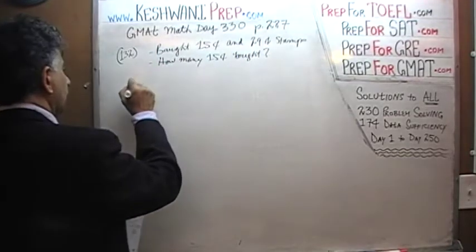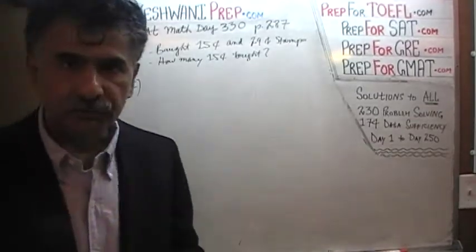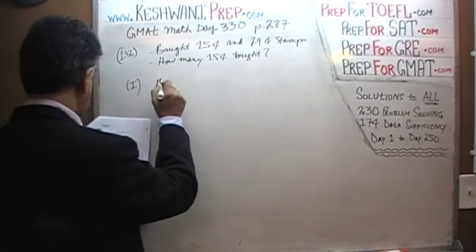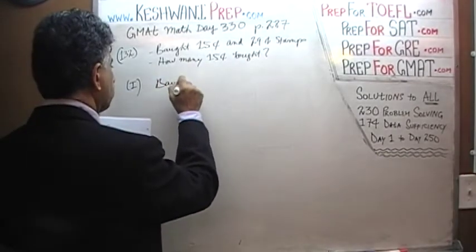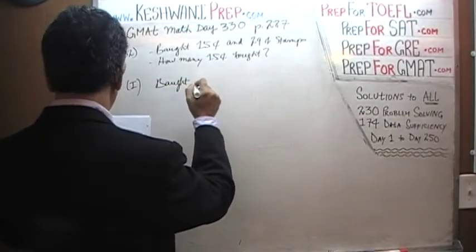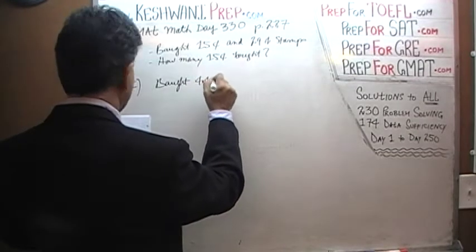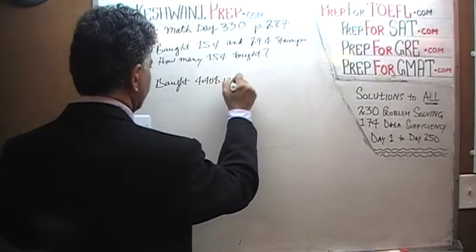Well, let's find out. Let's see what they tell us in the two statements. In statement number one, they tell us that she bought $4.40 worth of stamps.